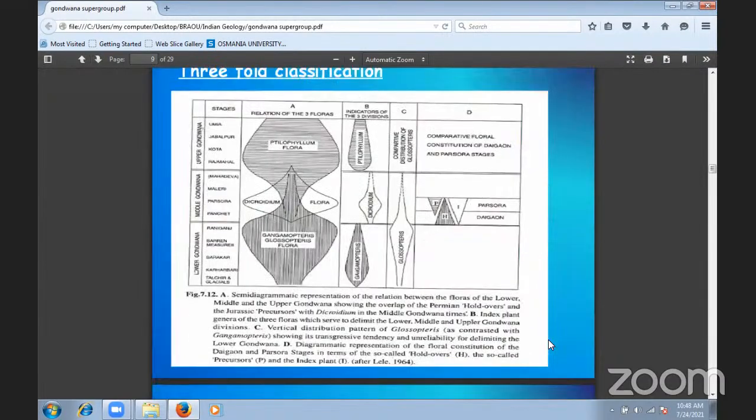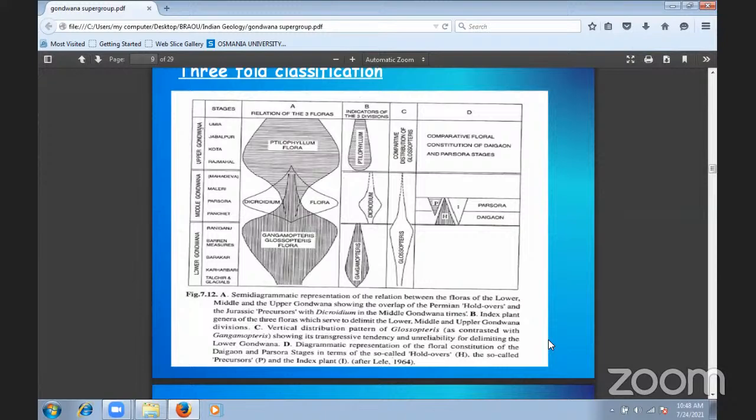And this is a pre-fold classification. You see here lower Gondwana, middle Gondwana, and upper Gondwana. In lower Gondwana, we have to see the Talcher glaciers, Karharbari, Barakar, Barren Measures, and Raniganj formations.